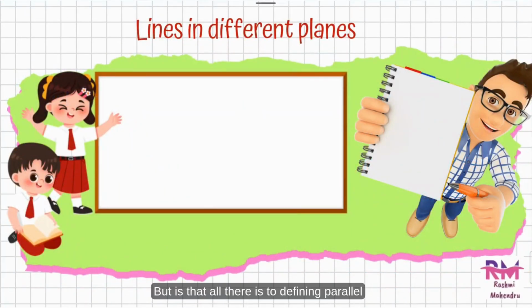But is that all there is to defining parallel lines or intersecting lines for that matter? There is a crucial aspect to consider. Parallel lines or intersecting lines must lie in the same plane. But what does it mean for the lines to be in the same plane?